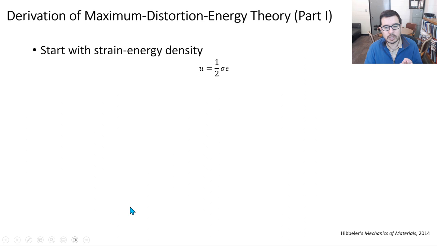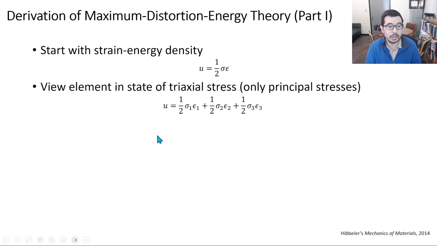U equals 1/2 sigma epsilon. If we are looking at a state of triaxial stress, we can say that U is equal to the following. We're not saying that sigma 1, sigma 2, and sigma 3, or epsilon 1, epsilon 2, epsilon 3 have to all be equal. We can define a state of triaxial stress in 3D for any situation. Often it's planar that we're dealing with, so sigma 3 is equal to 0. Epsilon 3 could be affected, but if sigma 3 is equal to 0, then we don't care.